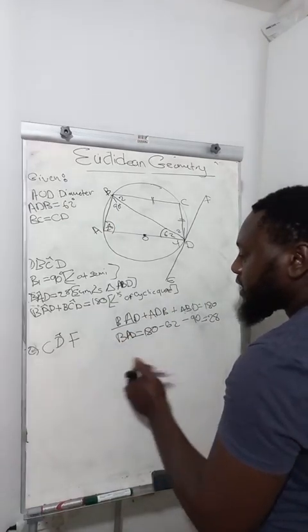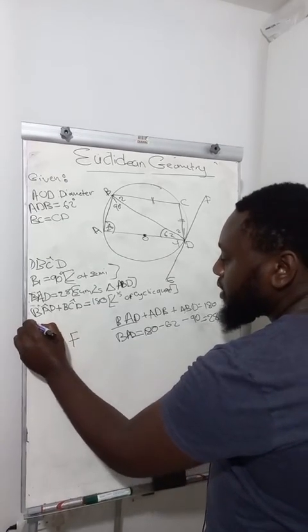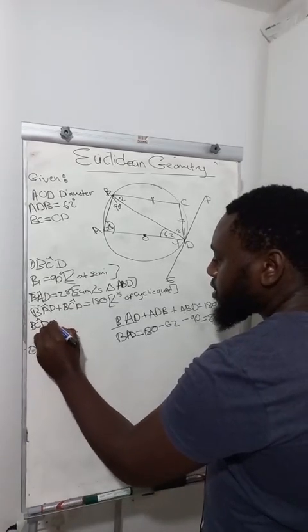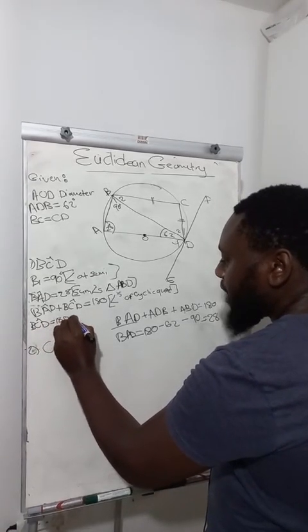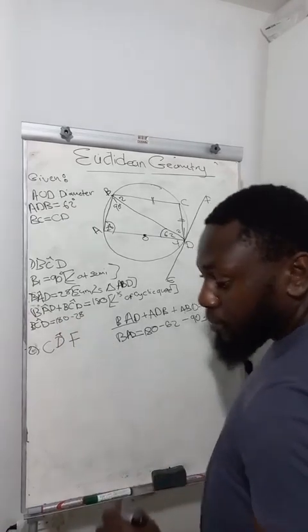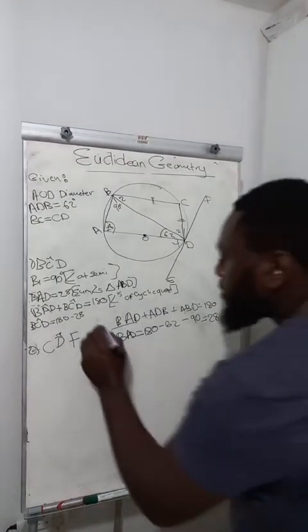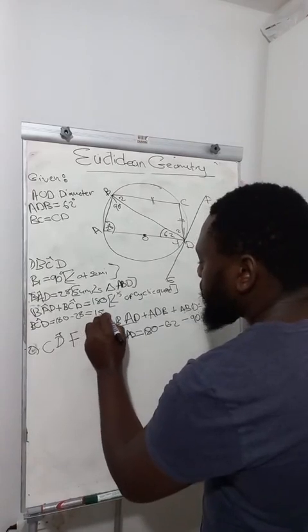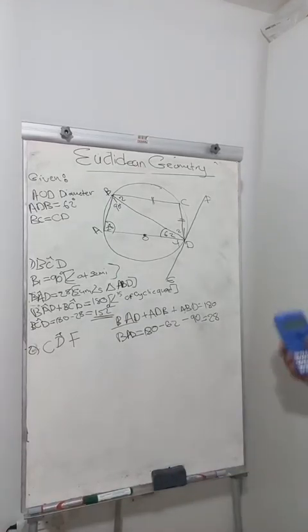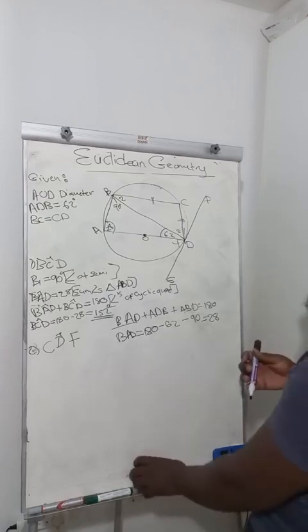So after that, I'll say BAD, I know it is 28. So it means BCD will be 180 minus 28. So how much will you get? 180 minus 28 will just give you 152. And then you are done. You get your 5 marks or 4 marks or 3 marks. And then that's it.